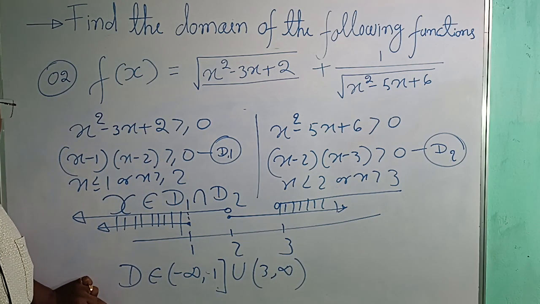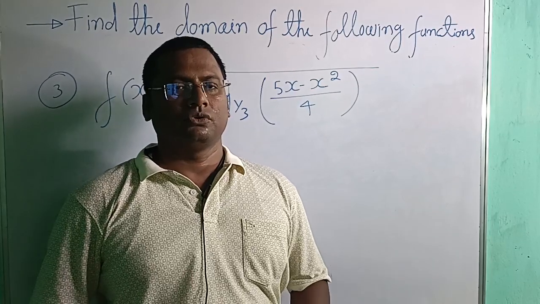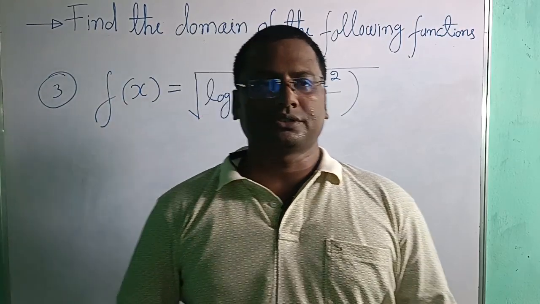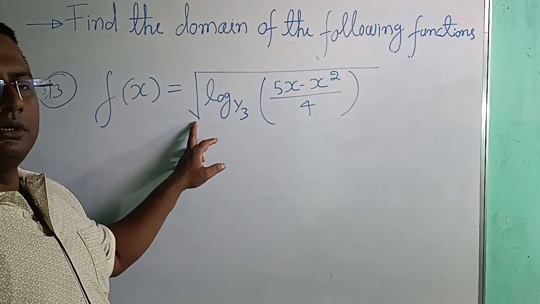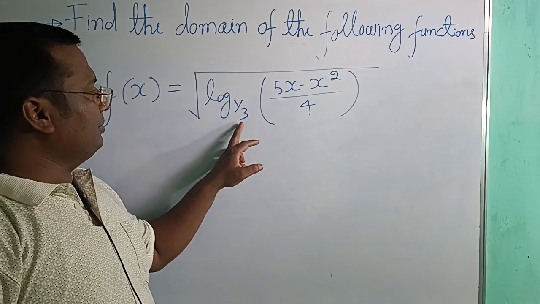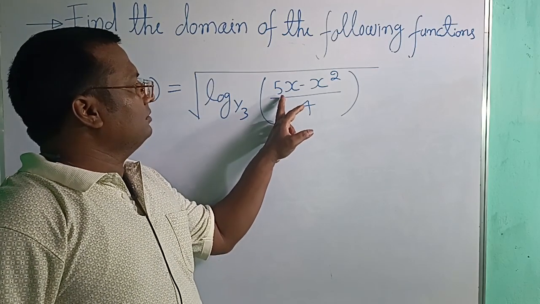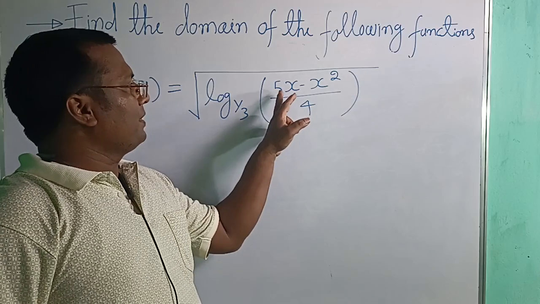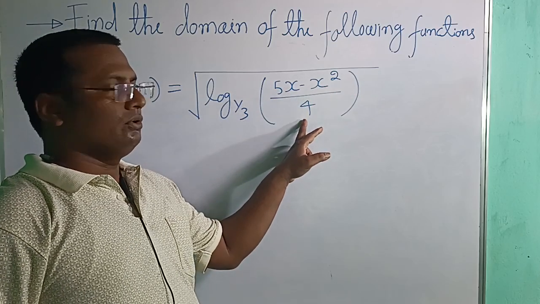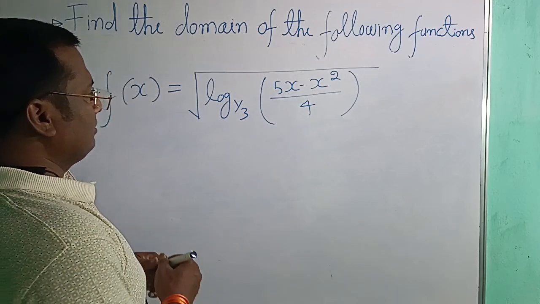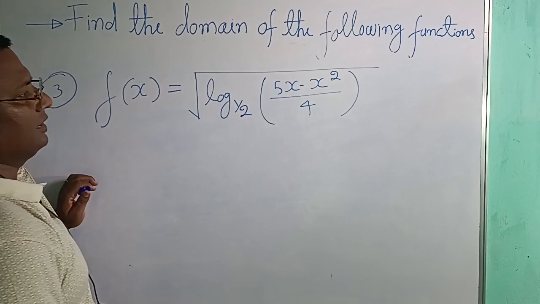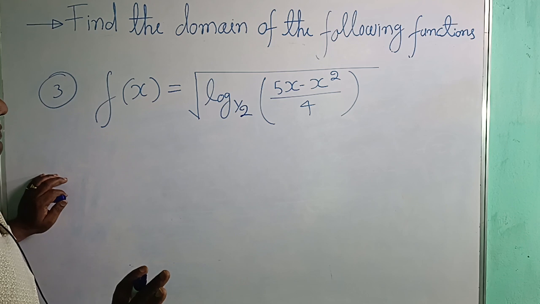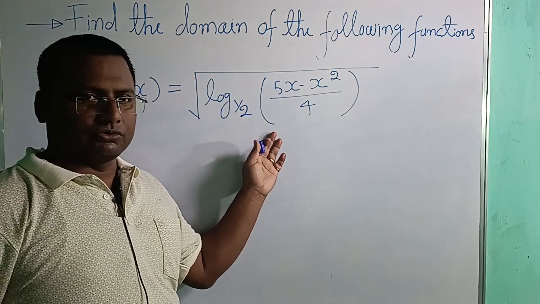Any question? Now we are going to discuss question number three. Question number three is root under log base 1 by 2 of (5x minus x square) upon 4. I first thought it was 1 by 3, but this is 1 by 2. So we are going to solve this question.